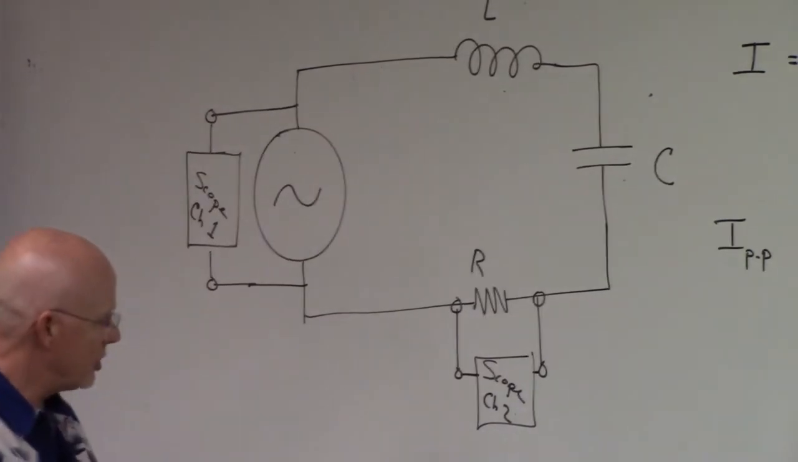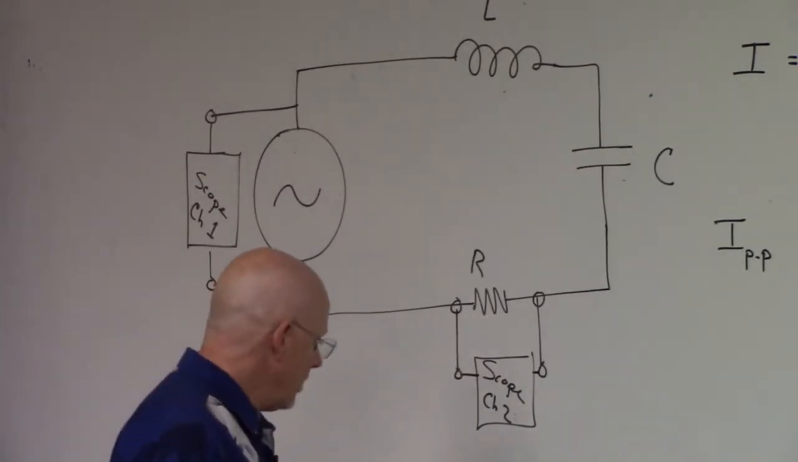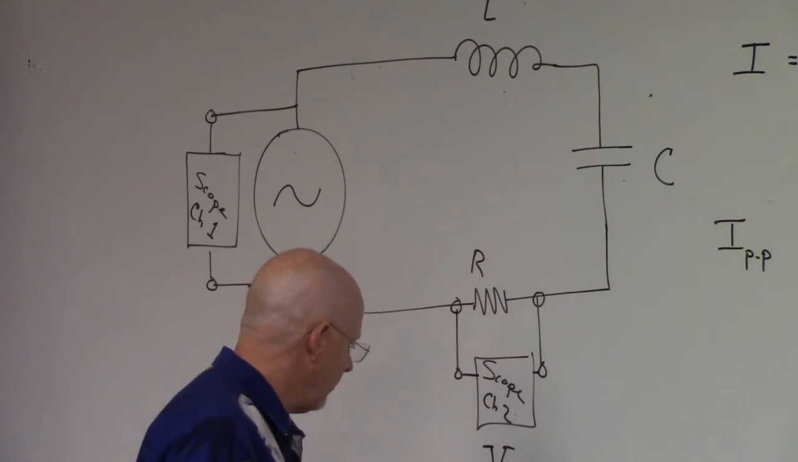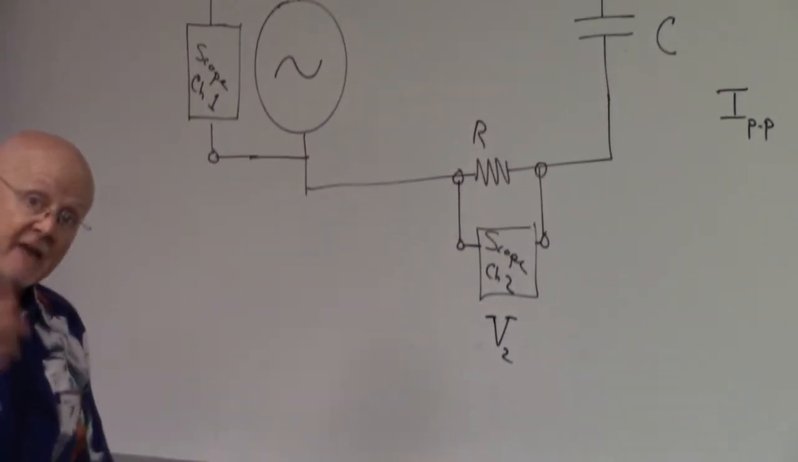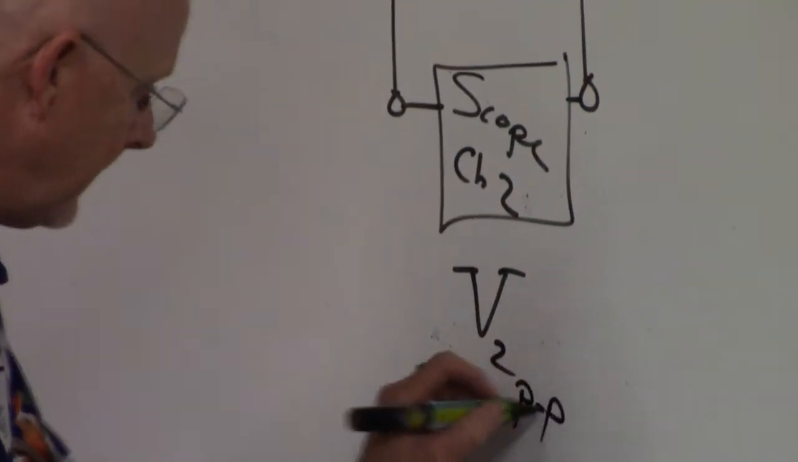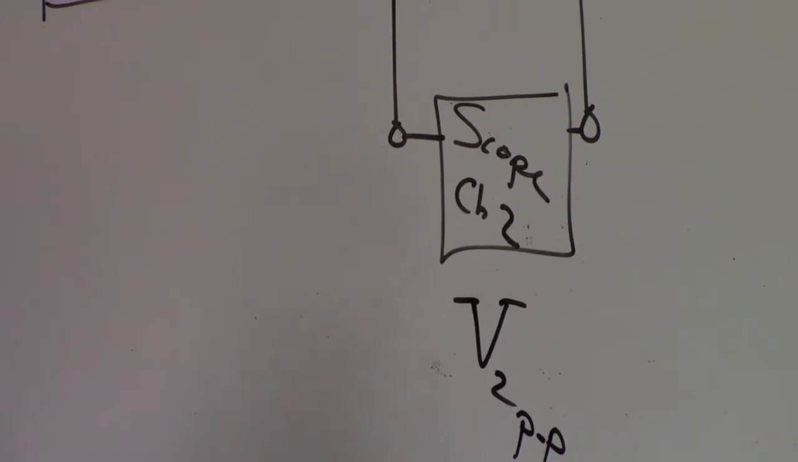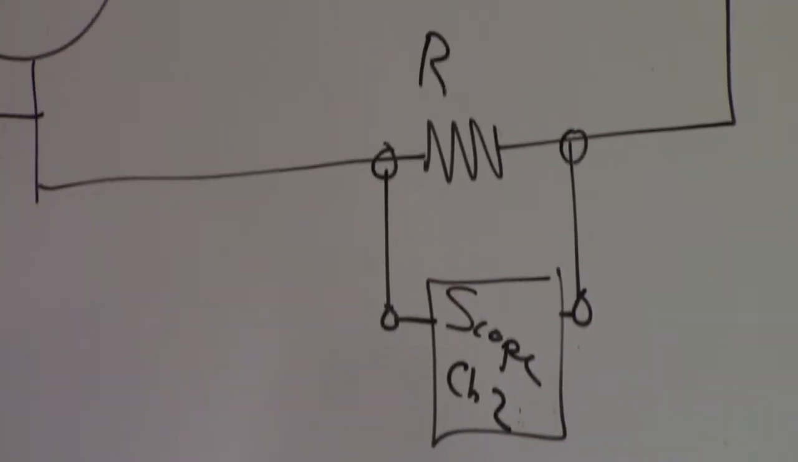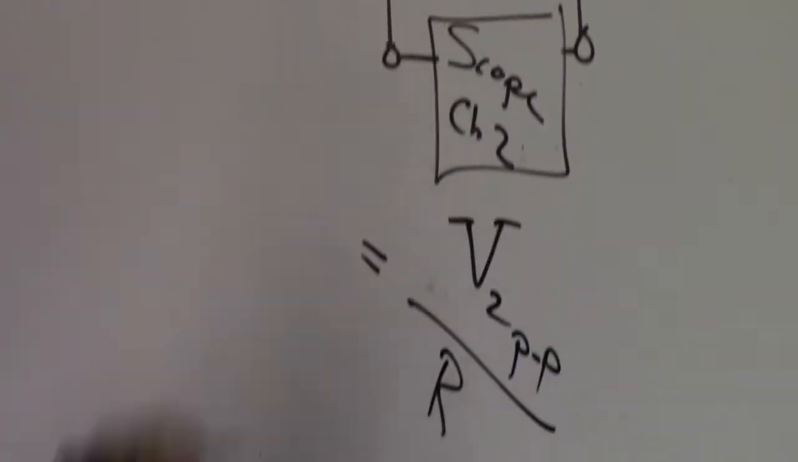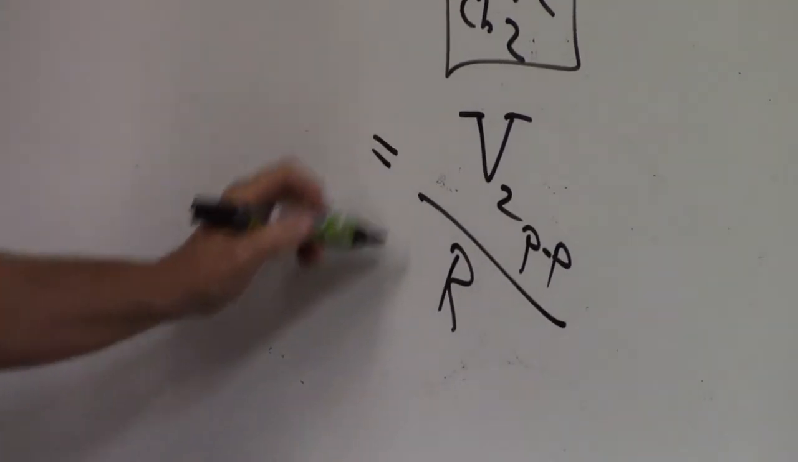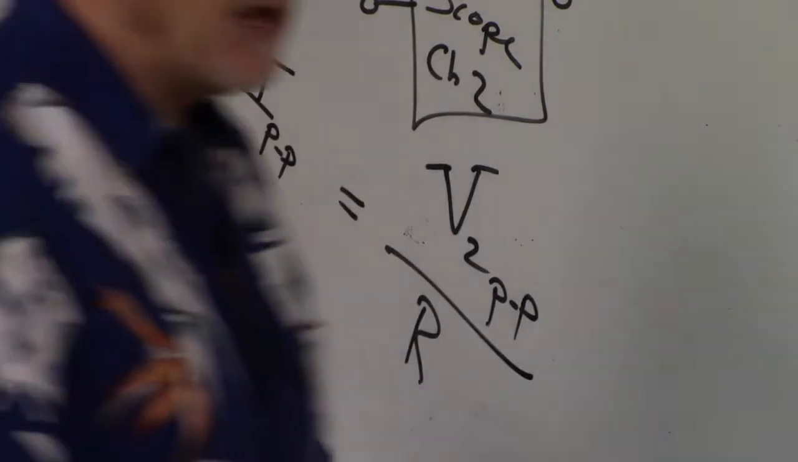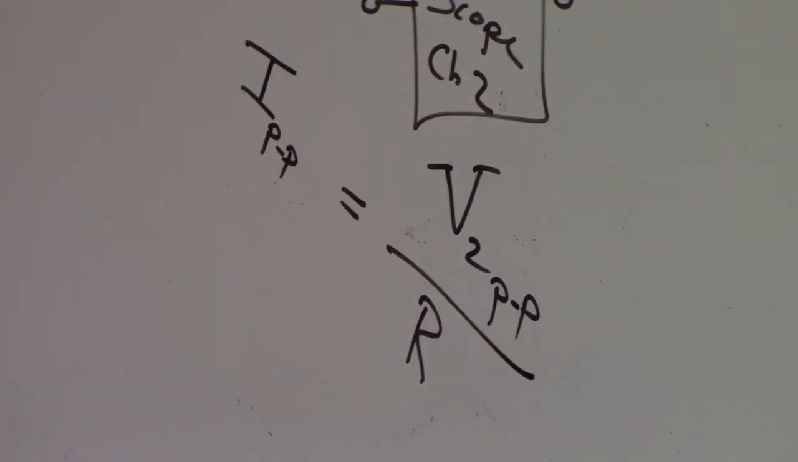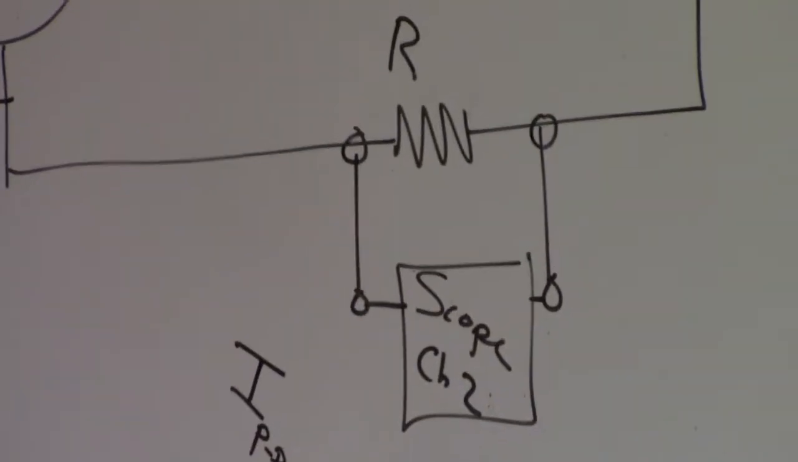So what we're going to do is hook up right here channel 2 of our scope. And we're going to use channel 2 to measure the voltage. And maybe I'll just put voltage number 2. And then of course we want to measure peak to peak, because if we then divide that by the resistance, we will get the current peak to peak. And that's what I'm trying to explain over here. This is what we want to then measure.